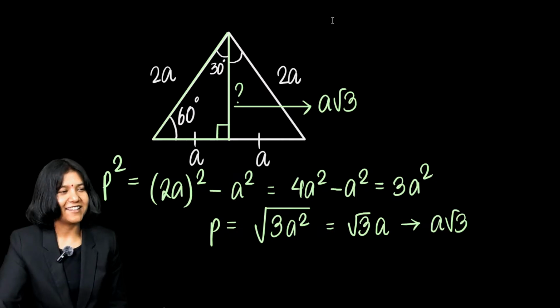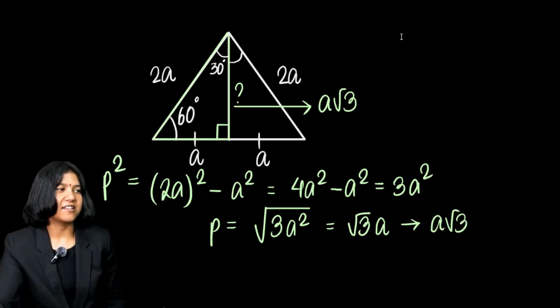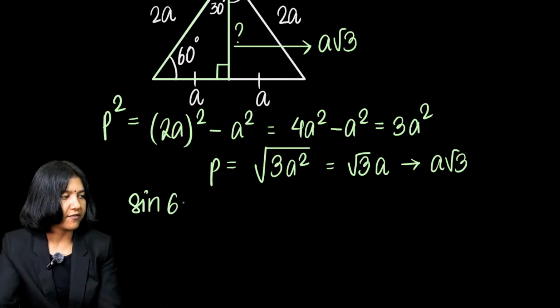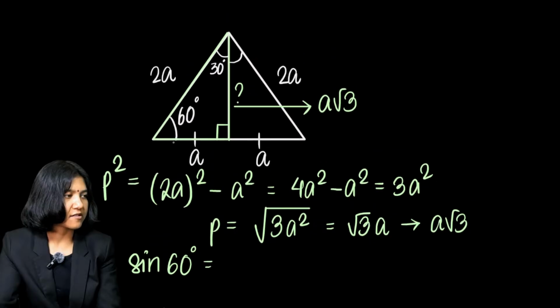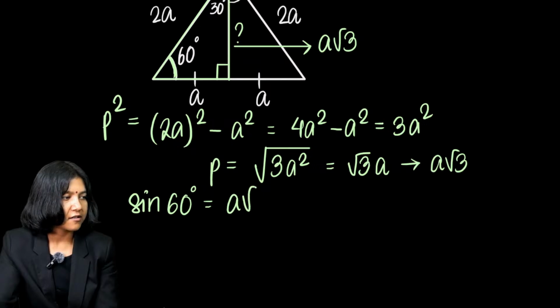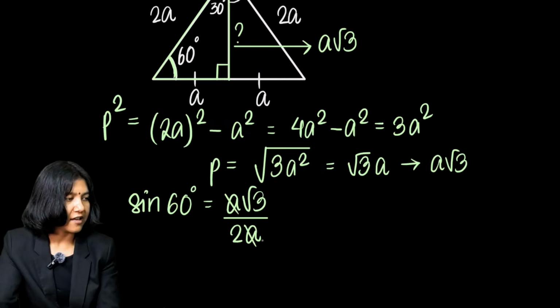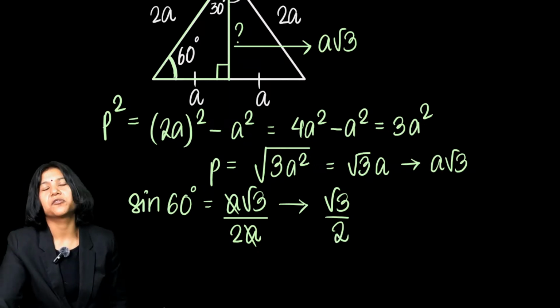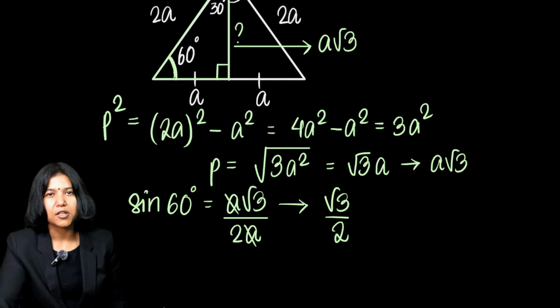Now you can see how the different sine ratios can be found. Sine 60, with respect to this angle of 60 degrees: sine means to look at the perpendicular and the hypotenuse. The perpendicular is a root 3, and the hypotenuse was 2a, right? The a's cancel out, giving root 3 by 2. Clearly, root 3, if you find the value, is 1.732, and it goes on and on.